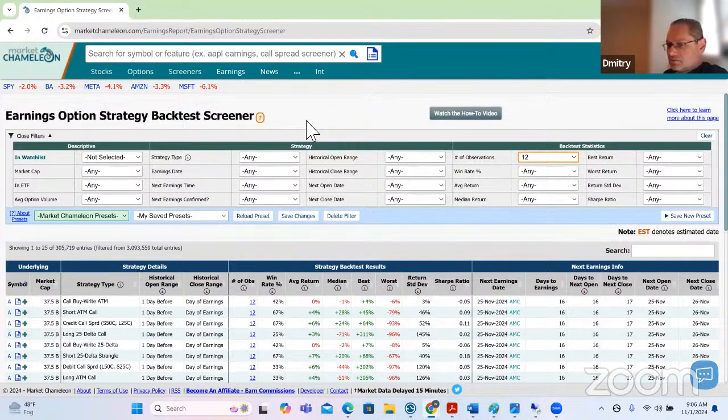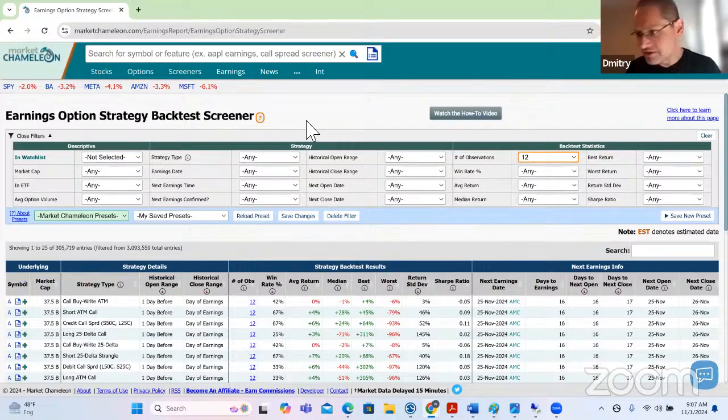Now, of course, to do that by hand is very difficult. You'd have to go to each symbol, look up the options chain, look up what the options were on a particular day, then what they were on another day, and write that down, then go back to another earnings and another earnings, and imagine doing that for each stock. It would be impossible, right? We would need something to help us out to do that type of analysis.